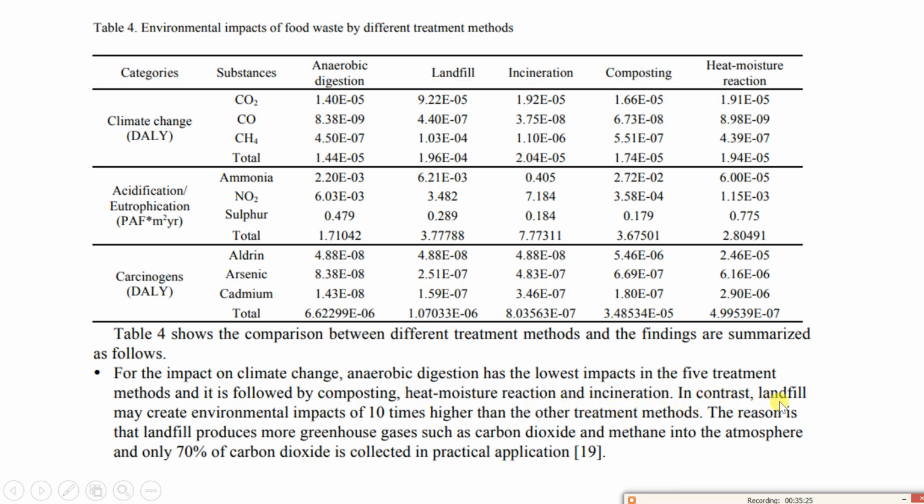In contrast, landfill may create an environmental impact 10 times higher than the other treatment methods. The reason is that landfill produces more greenhouse gases, such as carbon dioxide and methane, into the atmosphere, and only 70% of carbon dioxide is collected in practical applications.